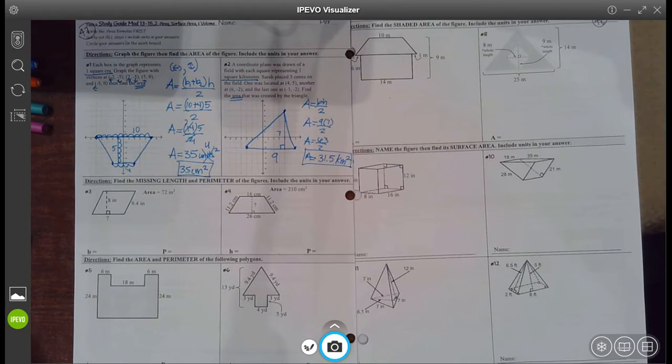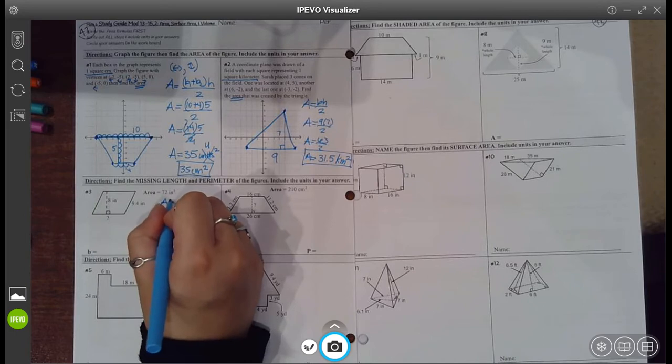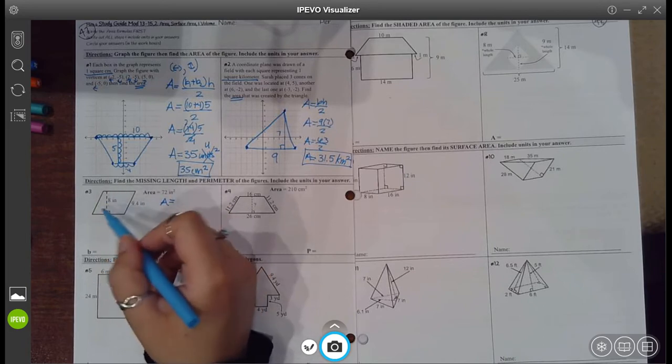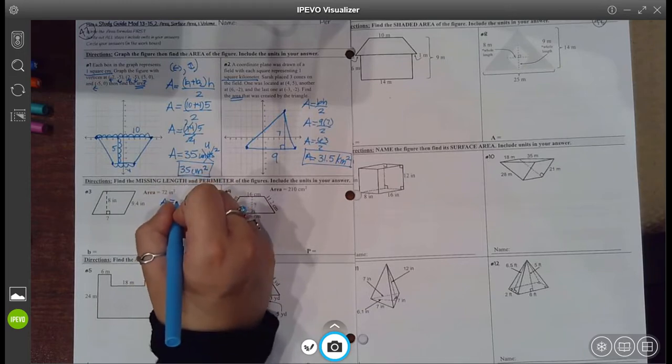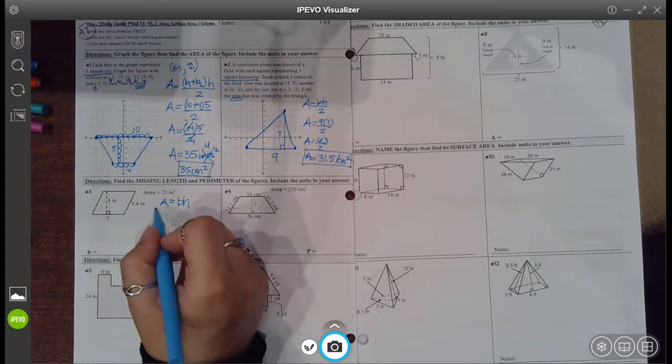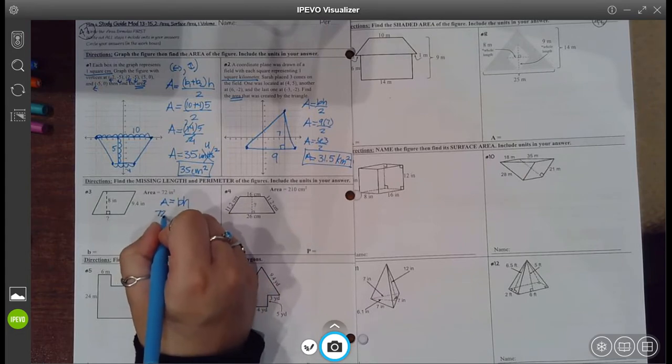So it tells me the area. And what shape is this? This is a parallelogram because this is parallel and these two sides are parallel. So the formula for area of a parallelogram is base times height. Now that this is my formula, they told me the area is 72. So replace A with 72.